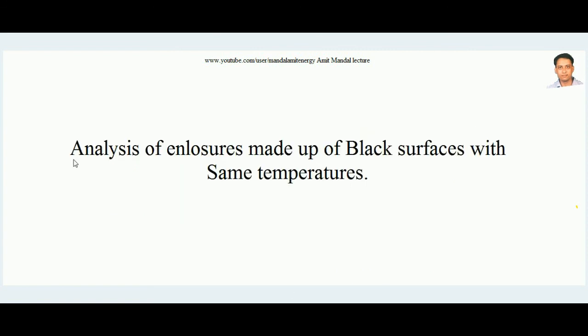Now we will talk about the analysis of an enclosure made up of black surfaces with the same temperatures. Black surfaces means that the surface from where the radiation is emanating is a black body surface. You know a black body surface can absorb whatever amount of radiation falls over it, and it is also a good emitter of radiation, because good absorbers are good emitters. The second thing is, we will talk about the cases in which those enclosed surfaces are at the same temperature.